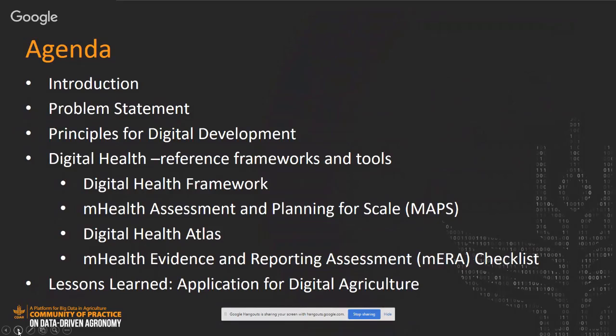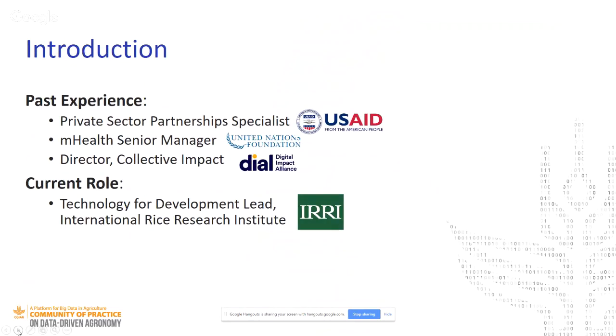To introduce myself, just so you know why I'm talking about digital health specifically: as someone who works at IRRI, previously I was at USAID as a private sector partnership specialist working on public-private partnerships that dealt with digital health, specifically working with private sector companies. I was then at the United Nations Foundation as the mHealth Senior Manager, working on a catalytic grants program for mHealth, as well as the Saving 1 Million Lives program in Nigeria. After that, I was the Director for Collective Impact at the Digital Impact Alliance, or DIA, which is also housed at the United Nations Foundation. I've been with IRRI since about January of this year, thinking about the use of digital tools for an organization that focuses on rice research.